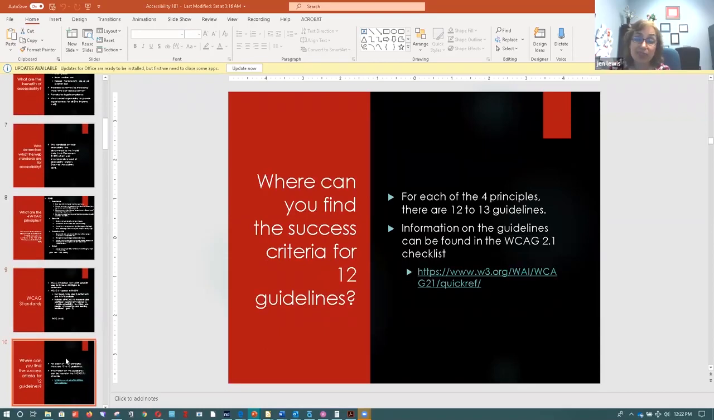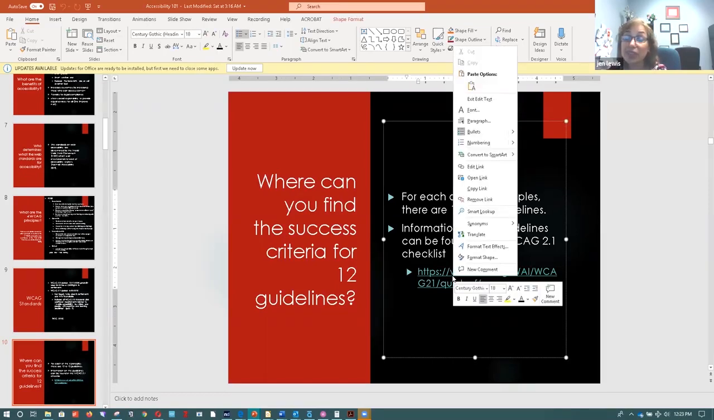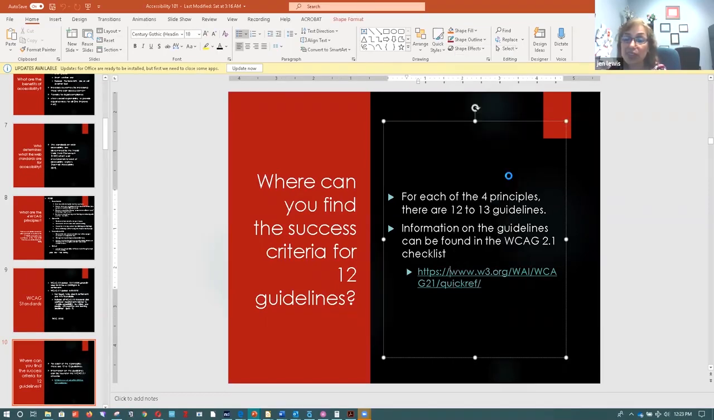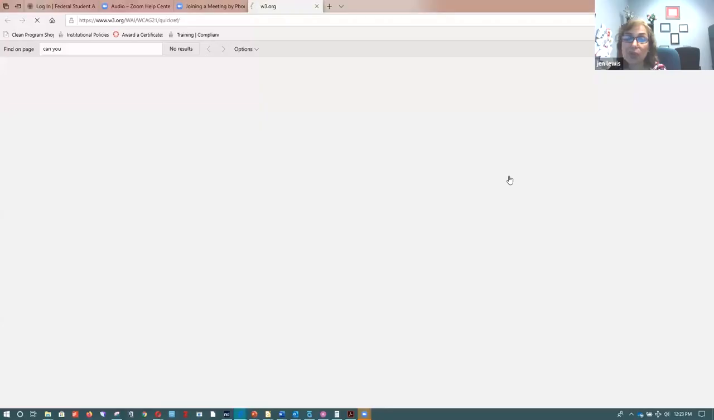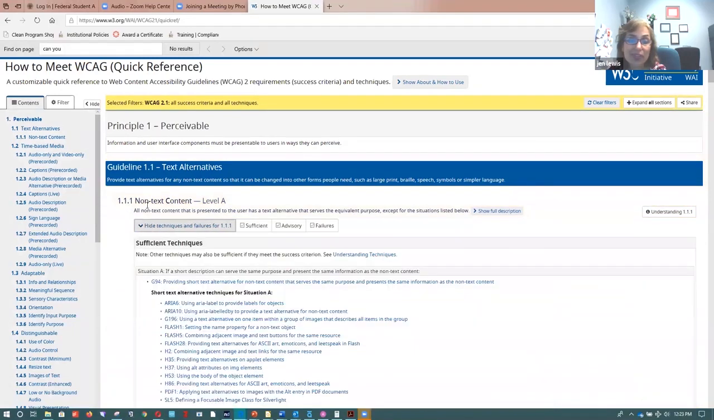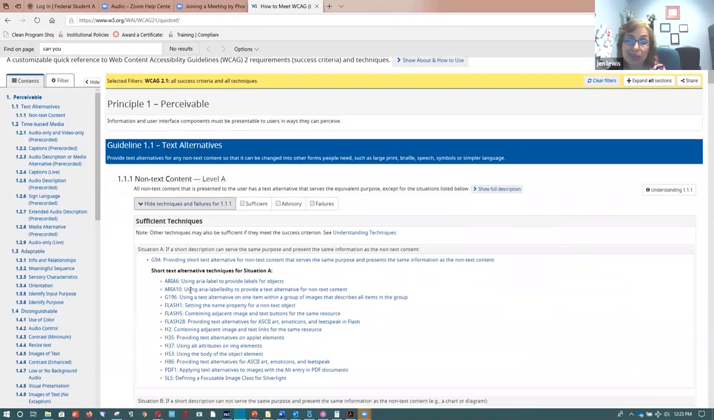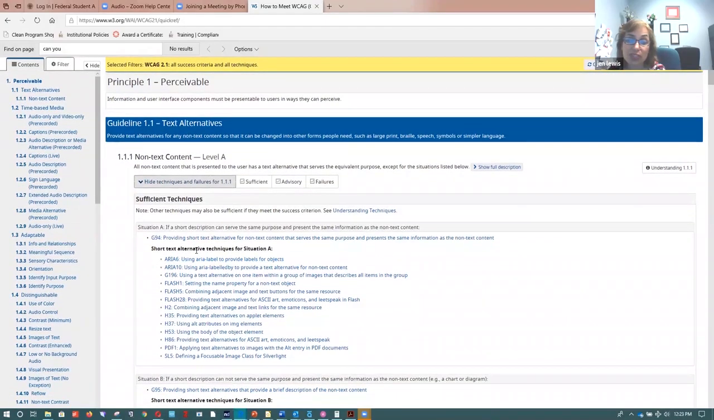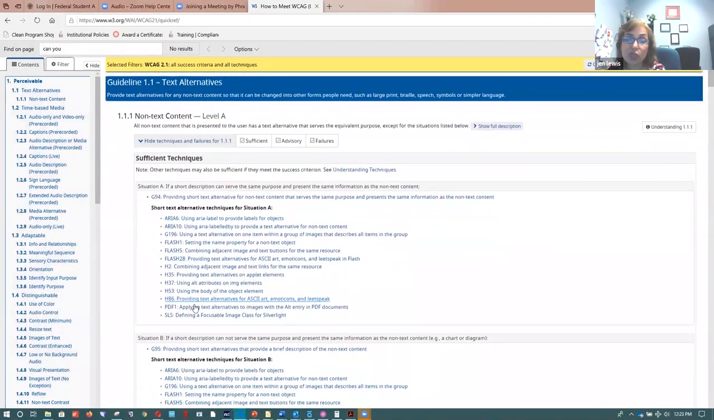So let's talk about the success criteria. There's actually a checklist here. For the 4 core principles, there's 12 to 13 guidelines, and it's too much to cover in the time we have left. It would take a long time, but I just wanted you to see the link here and see if the form will come up. And so you see it explains to you, this is 1.1 non-text content, level A. And so then it starts talking about short text alternatives for situation A. So it kind of goes one by one.